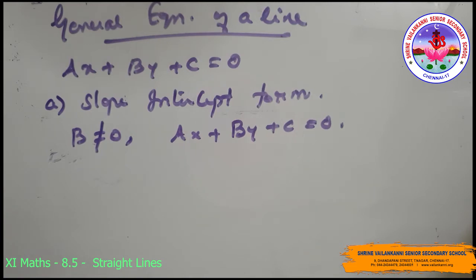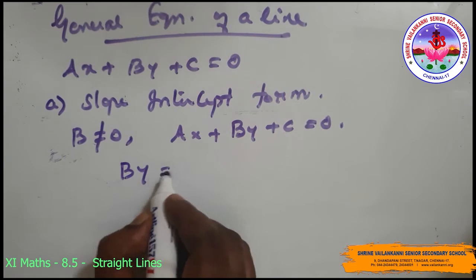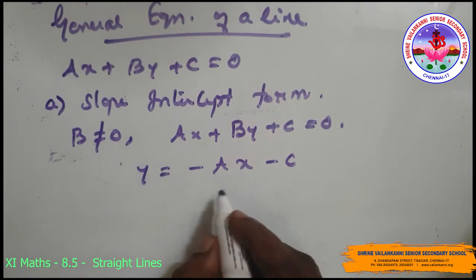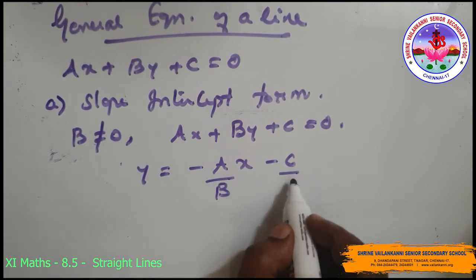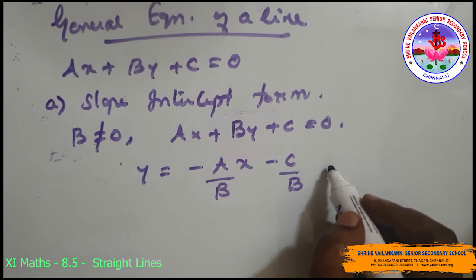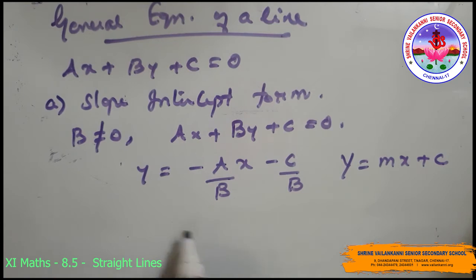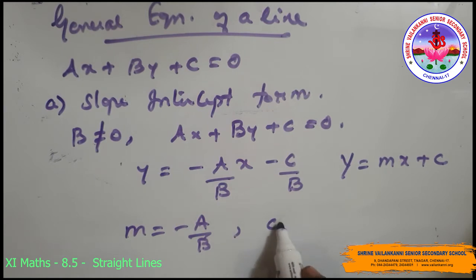So we have different forms of ax + by + c = 0. The first is slope intercept form. If b is not equal to 0, then ax + by + c = 0 can be written as by = -ax - c, so y = -(a/b)x - c/b. This is in the form y = mx + c, where m = -a/b and intercept c = -c/b.